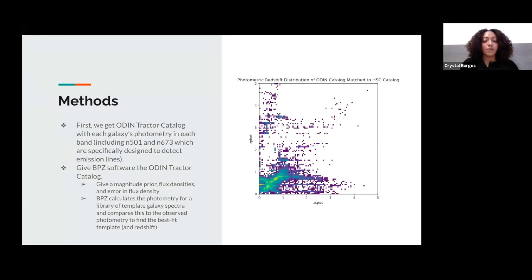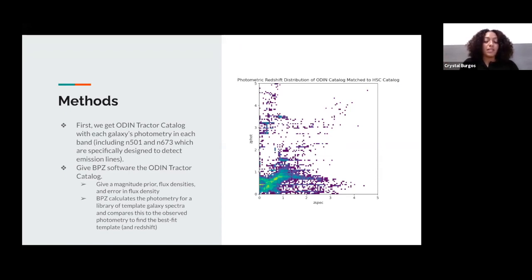So diving into how we did our investigation, first we need to get the ODIN catalog that has approximately 2.2 million galaxies worth of photometry in each band. And this includes the N501 and N673 narrowband filters, which are specifically designed to detect emission lines of the type that we're looking for, that will detect Lyman alpha emitters.